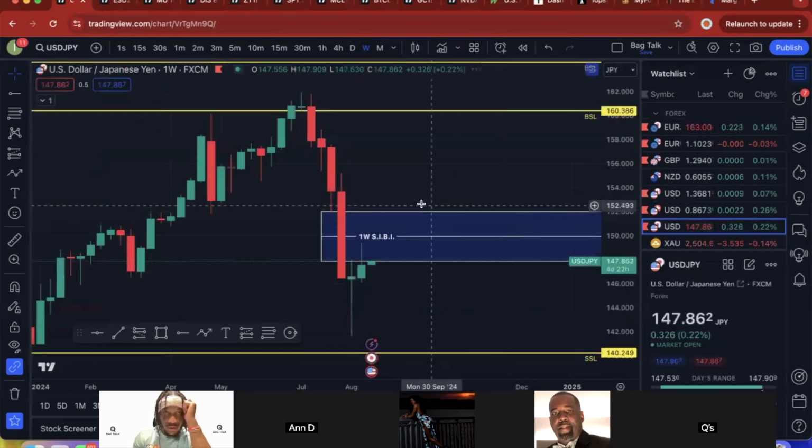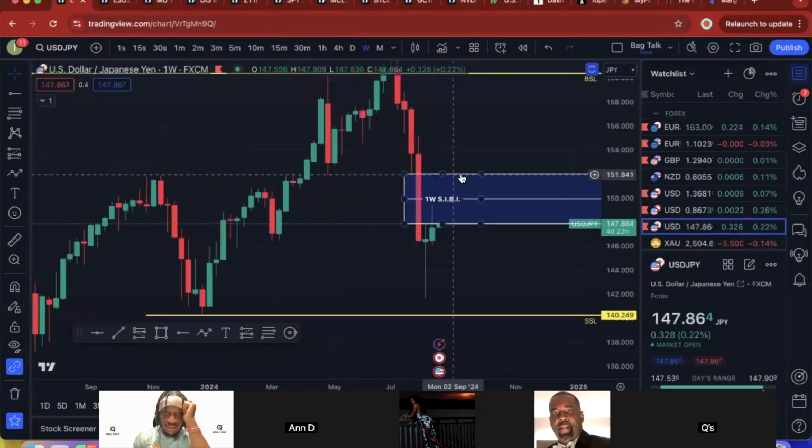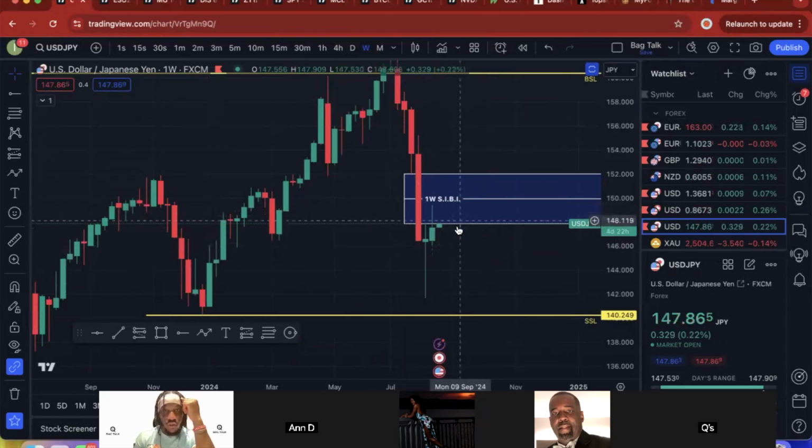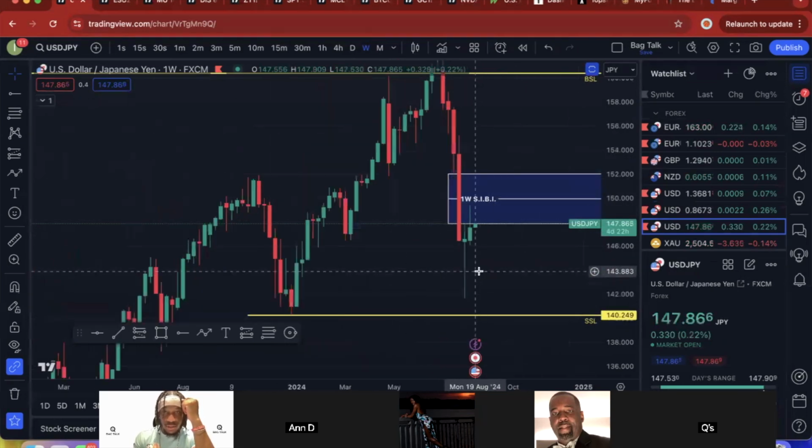And last but not least on Forex is literally the same situation, and the exact same thing I just said is my exact analysis for USD JPY. Same fair value gap, same delivery. So that's pretty much what it is for that.